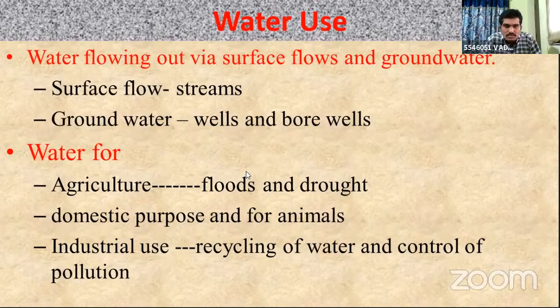So what are the uses of water? Mainly we are using water for agriculture purposes. For the production of food grains, we need water. When we have excess water, that becomes harmful for agriculture. At the same time, if we don't have sufficient water for the crops, we won't get a good yield. So we need sufficient water for agriculture to get a good yield.